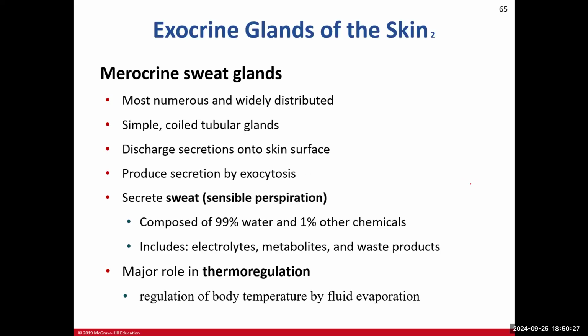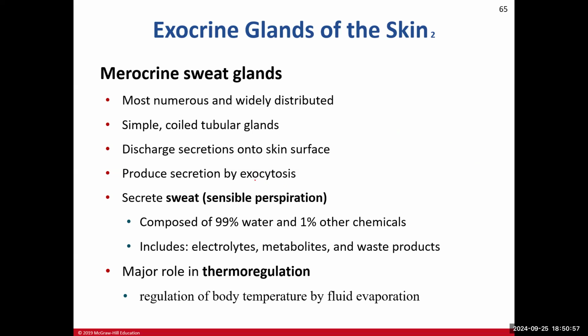All right, let's talk about the first gland here, the merocrine glands. These are the ones responsible when you step outside from this nice cool room, at the beginning of the semester when it was still like 95 degrees outside, you get into your car and you start to pour sweat. These are the glands that are responsible for that. They are the most numerous that you'll see in the body.